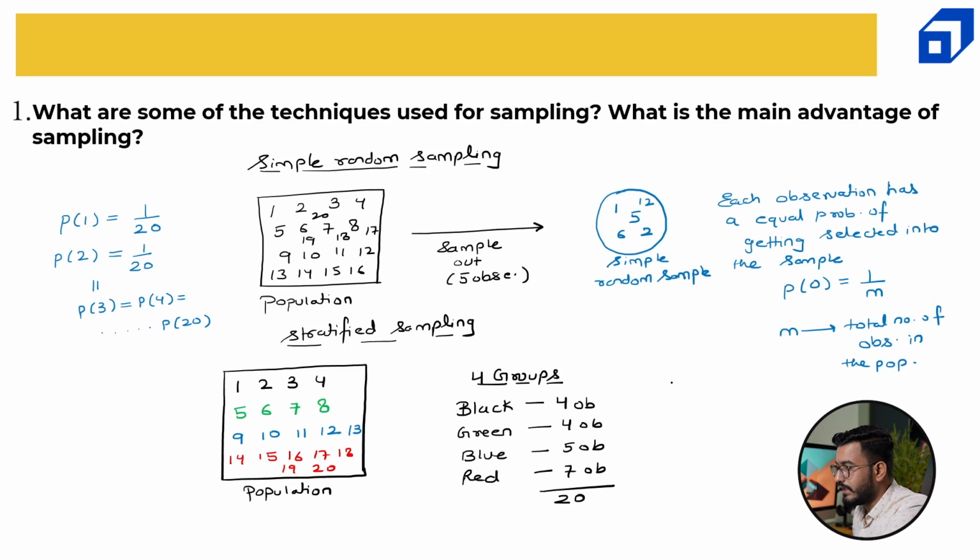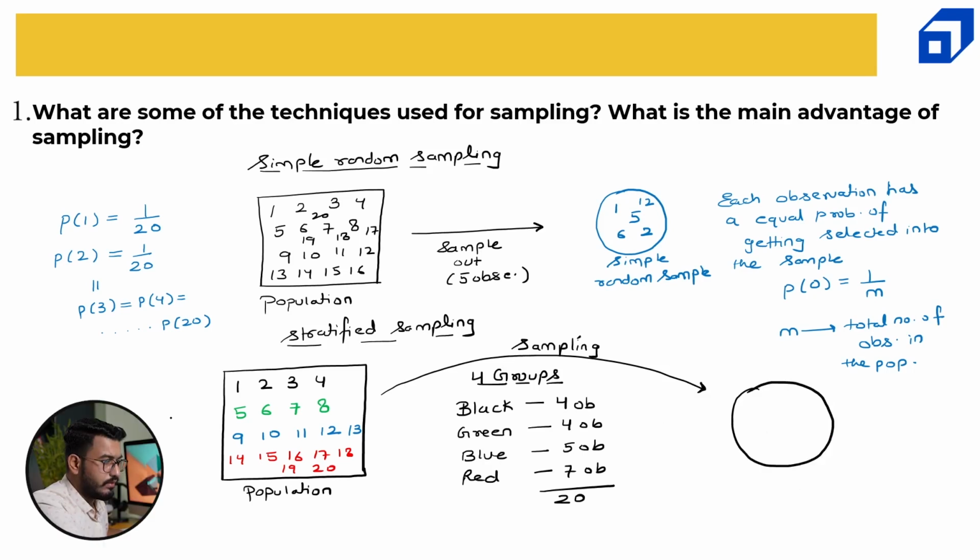Now I want to create a sample. But if I use stratified sampling, I have to make sure that in my sample the observations are in the same proportion as they are in my population. Now, what is the proportion of black points? It is 4 divided by 20. For green, it is again 4 divided by 20. For blue, it is 5 divided by 20. For red, it is 7 divided by 20.